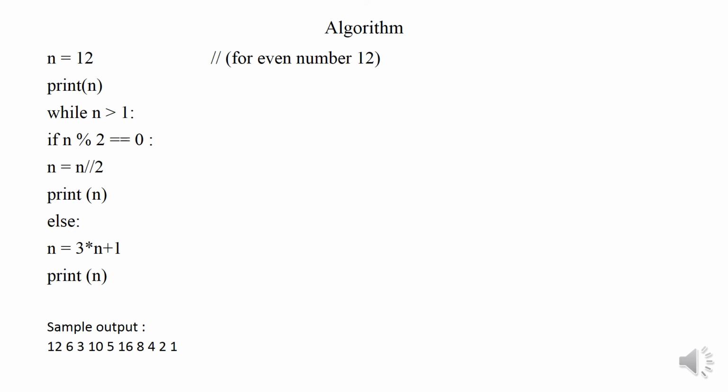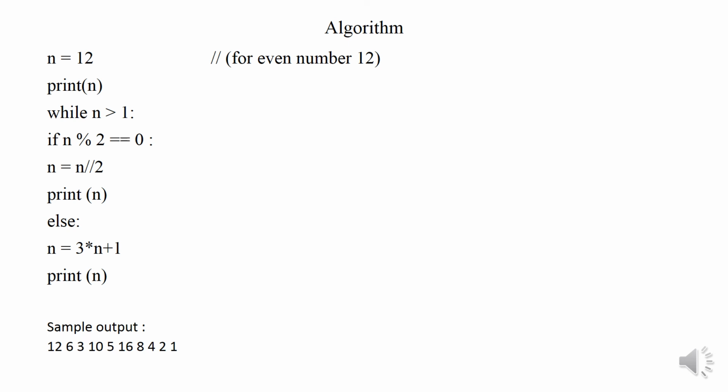We go again to the while loop. 10 is greater than 1? Yes. 10 is an even number, so the remainder is 0, and 10 divided by 2 is 5. 5 is the output. Again we check for the 5. 5 is greater than 1? Yes. 5 mod 2, the remainder is 1.